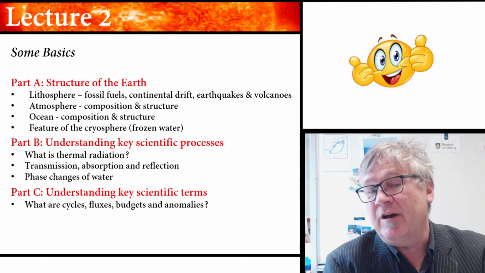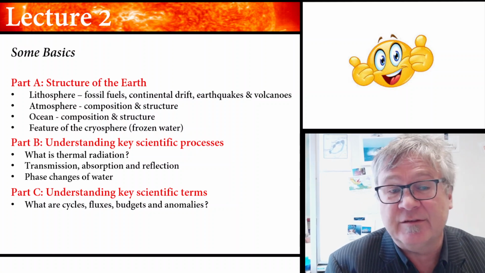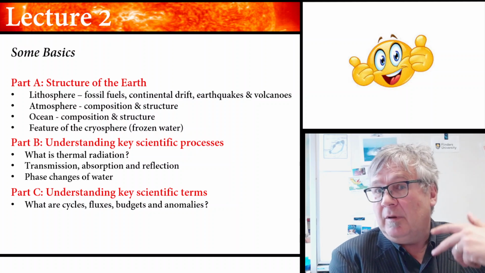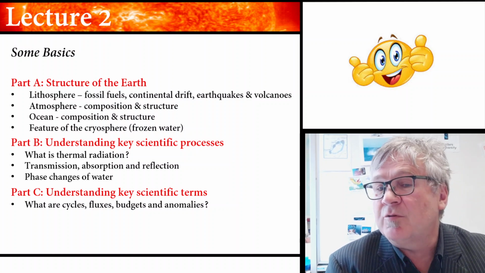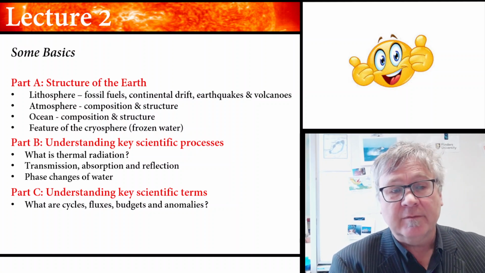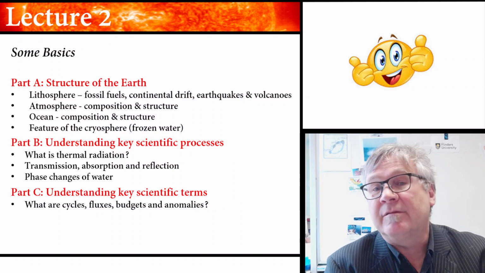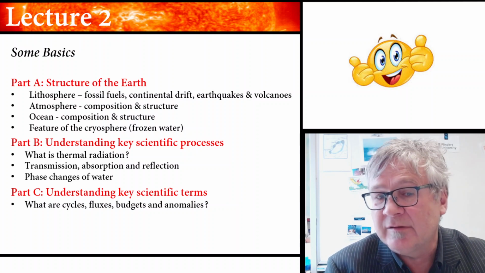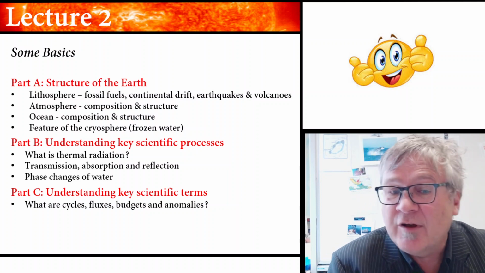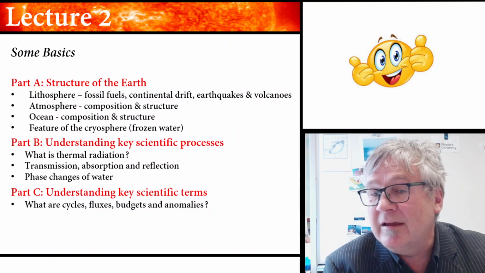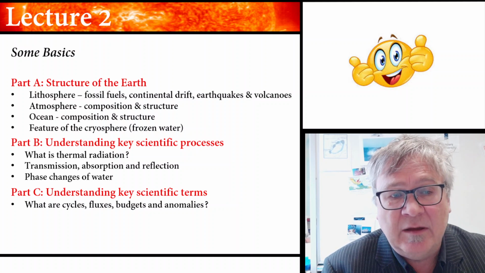Lithosphere, for example, that's where we get our fossil fuels from. Lithosphere is also linked to the drift of tectonic plates, continental drift. It also creates earthquakes and volcanoes. Atmosphere, I introduce you to composition and structure, and indeed greenhouse gases will be featured, and other things. We're talking about the ocean, composition and structure, and there's a direct link to the formation of sea ice. And you learn a little bit about that.